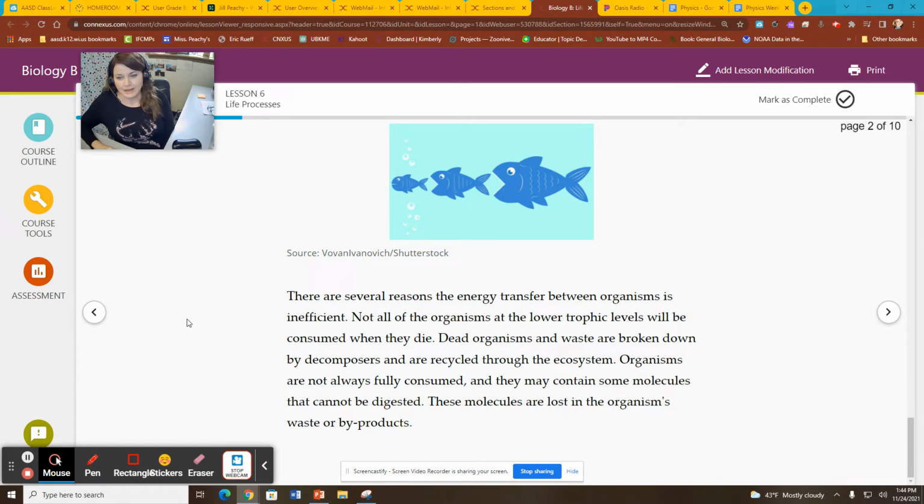And it says that not all organisms at lower trophic levels will be consumed when they die. Dead organisms and waste are broken down by decomposers and recycled through the ecosystems. So you're not able to transfer all of the energy because not everything is going to get eaten. Just because a plant is available to be used for energy doesn't mean it's actually consumed, right? A lot of those plants will just wither and die and decompose, never having been eaten by a primary consumer.